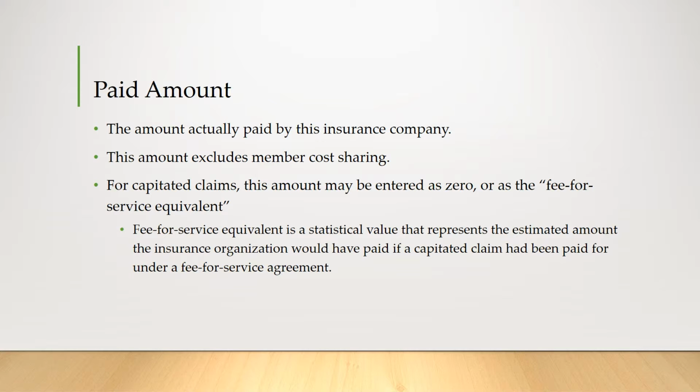The paid amount field typically refers to the amount paid by the insurance company. This amount excludes member cost sharing. For capitated claims, this amount may be entered as zero in some systems or as the fee-for-service equivalent in others. The fee-for-service equivalent is a statistical value that represents the estimated amount the insurance organization would have paid for the claim if it had been paid for under a fee-for-service agreement.